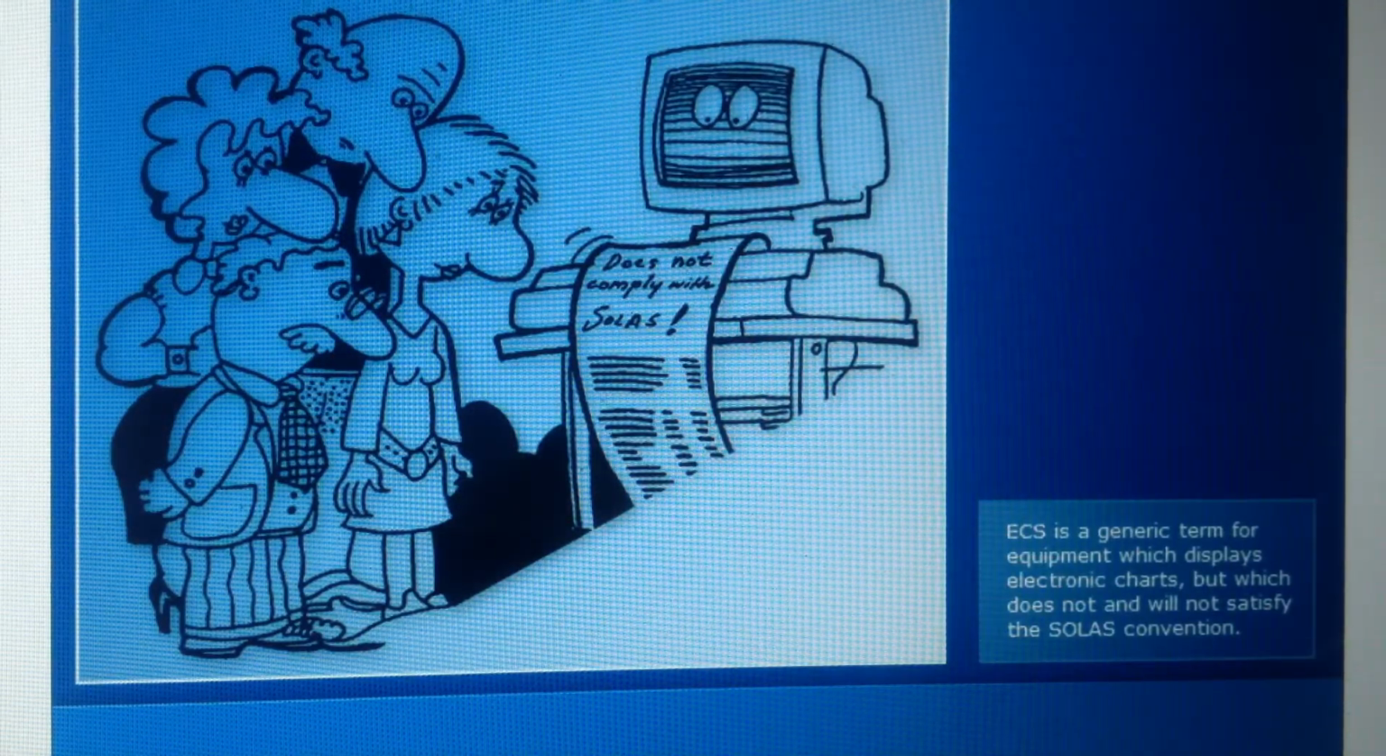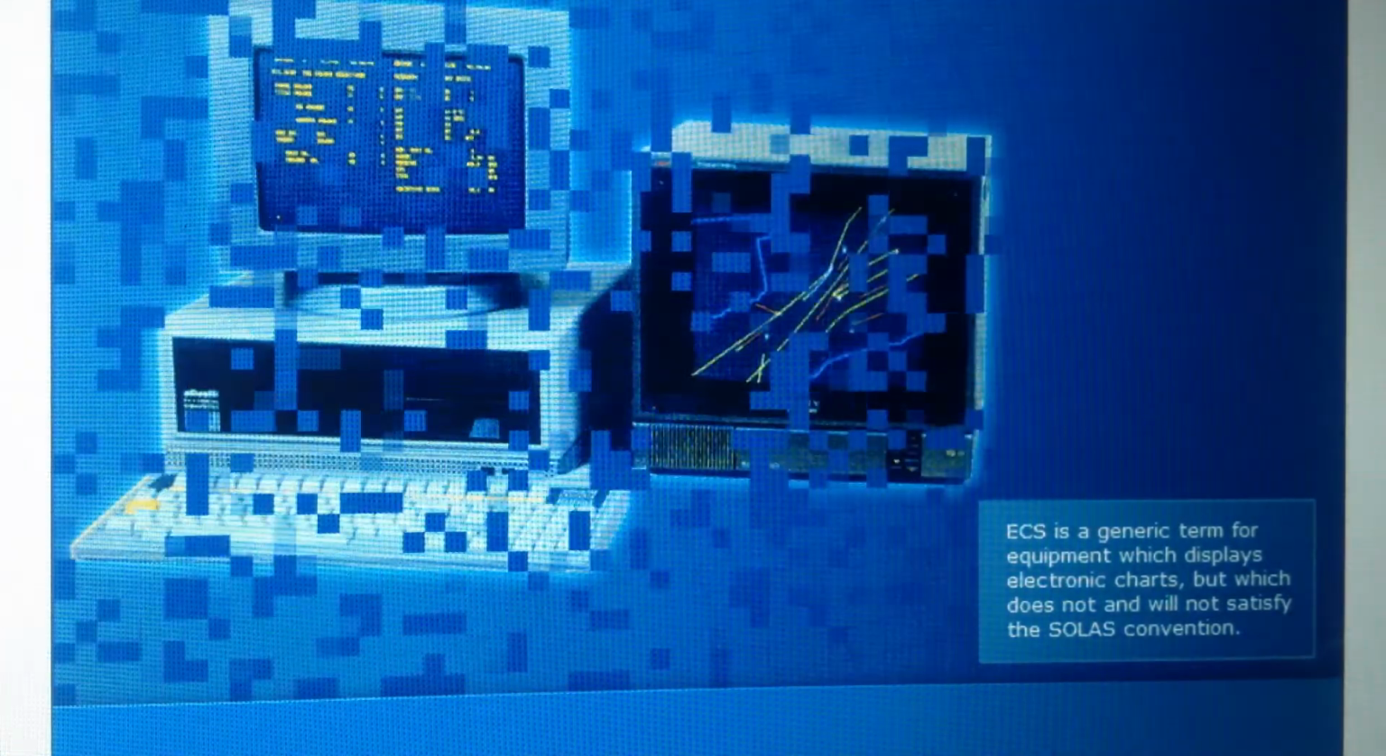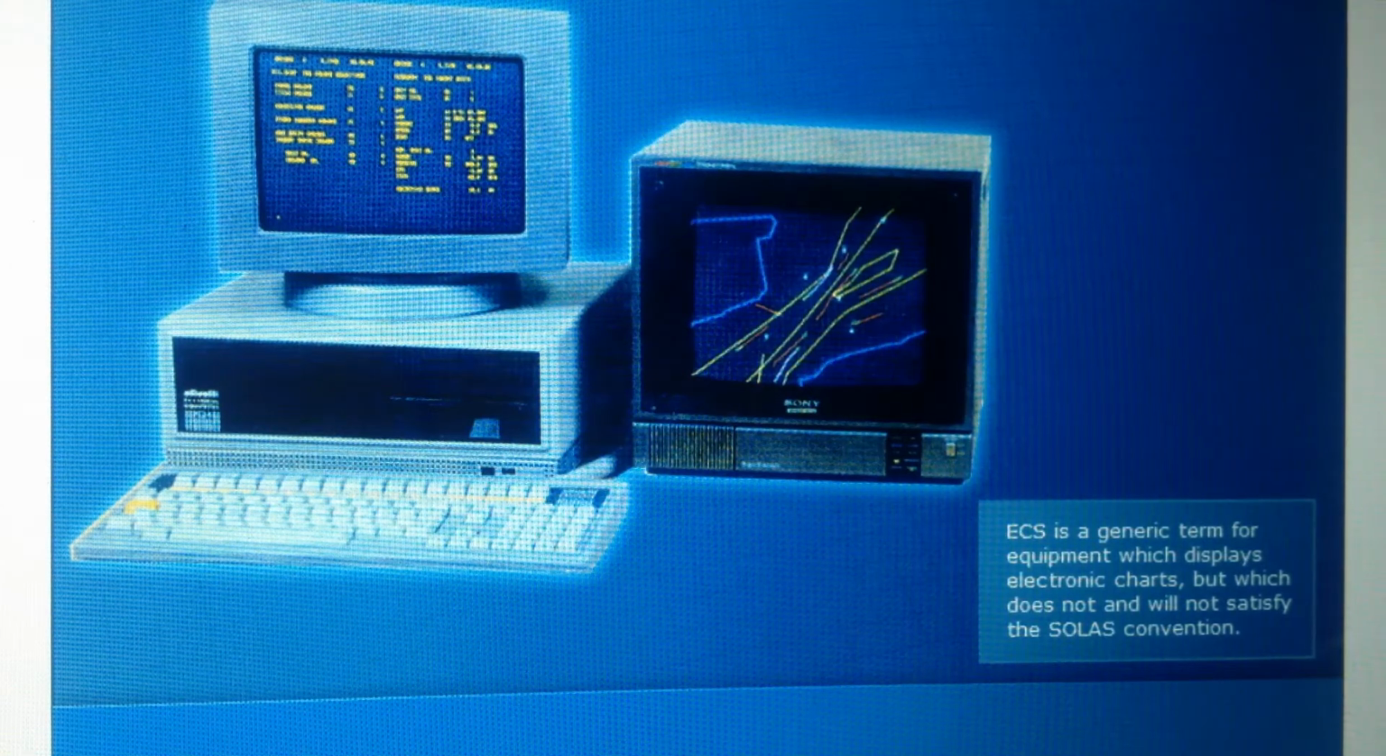ECS is a generic term for equipment which displays electronic charts, but which does not and will not satisfy the SOLAS convention. ECS cannot be used as a substitute for official paper charts, and an up-to-date paper chart must therefore be available. Examples of ECS include radar systems incorporating video maps, standalone video plotters, and all current commercial raster chart and vector chart display systems.